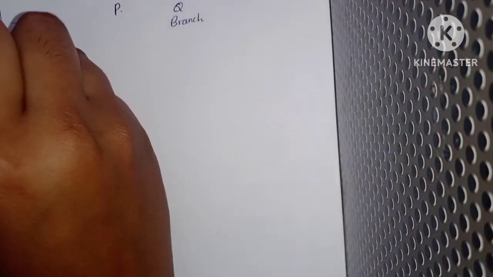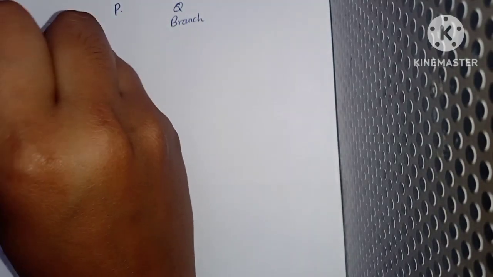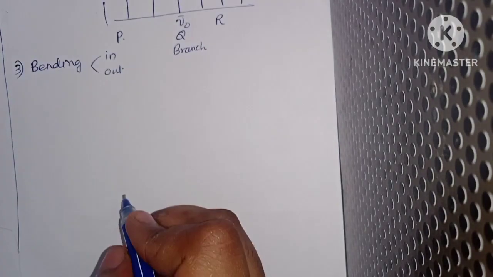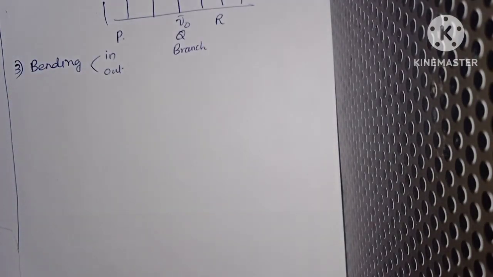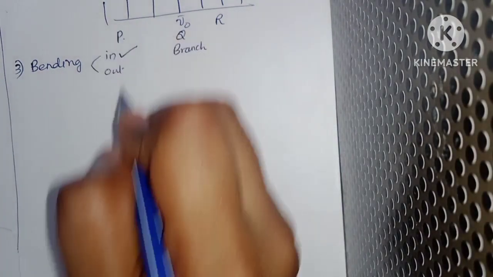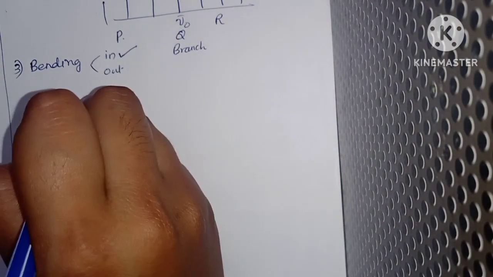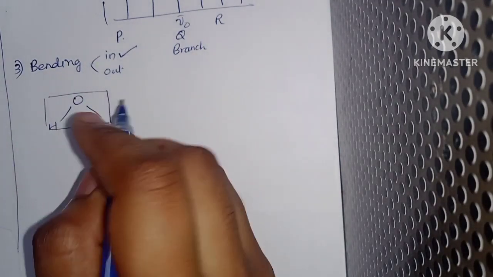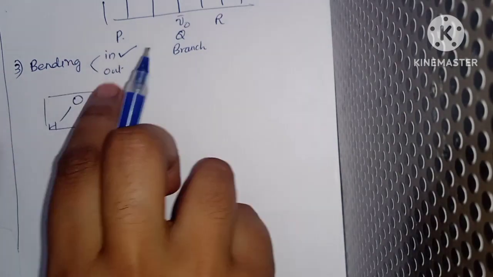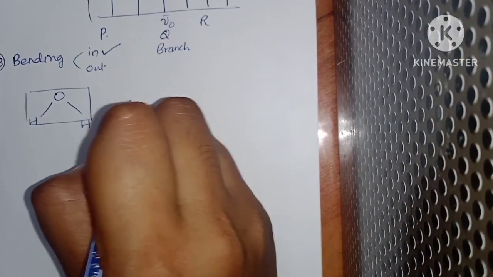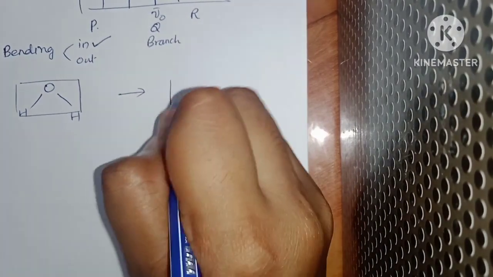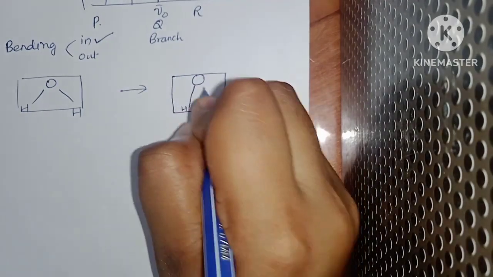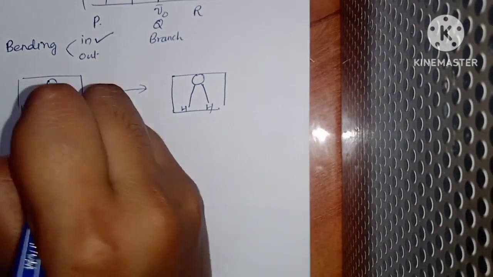Now we are considering the third vibrational mode, which is bending. For bending there are two possibilities, in plane and out of plane, but for the water molecule only one bending is there, that is in plane only. That means if water is present in this plane, the bending occurs within this plane. So after bending, we get bending in the same plane, like this. It is bent like this.